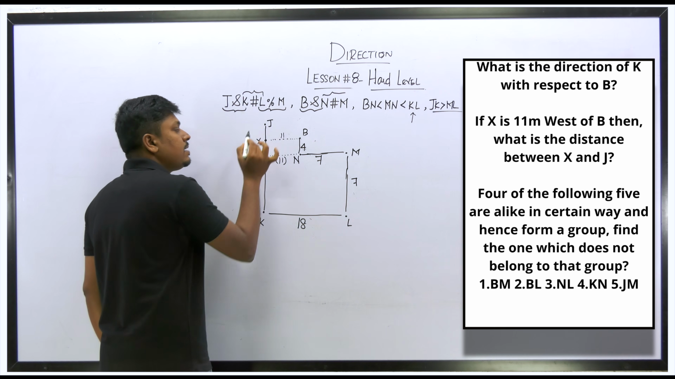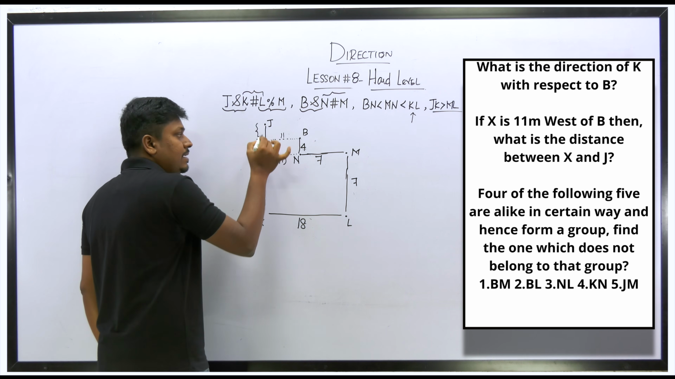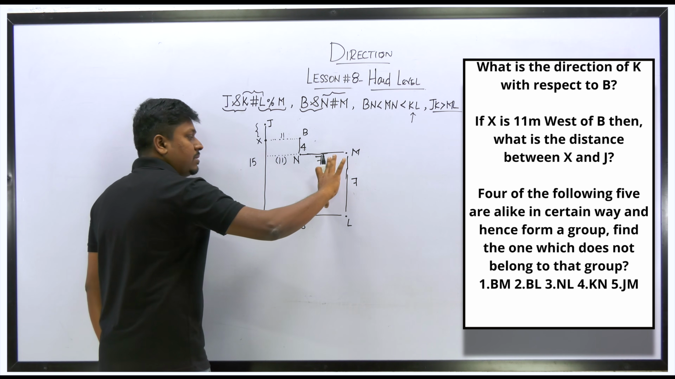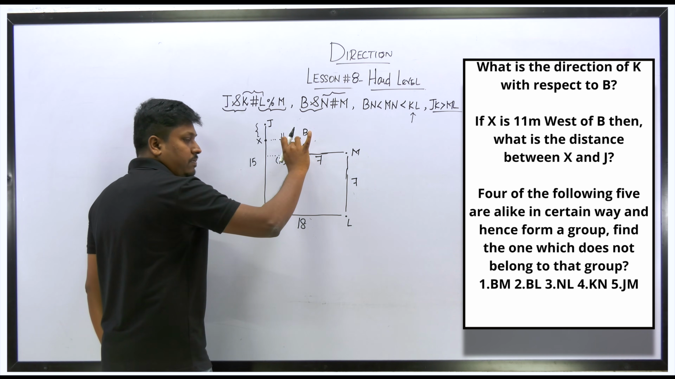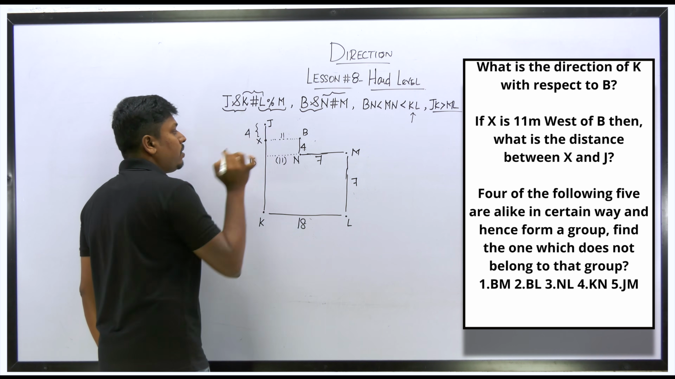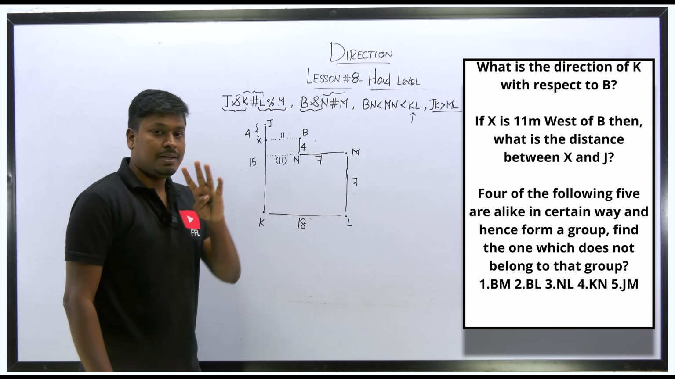So what they are saying is, what is the distance between X and J? We have to find the distance between X and J. Just now I have told you, right? The total distance is 15. So this distance is 7 and this distance is 4. So the total distance will be 11. So the remaining distance will be 4 meter. So we can say that the answer for question number 2 is 4 meter.